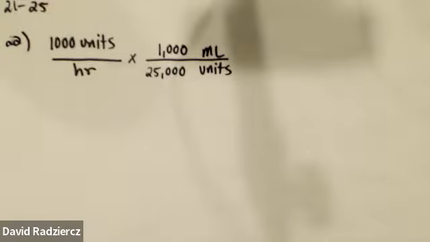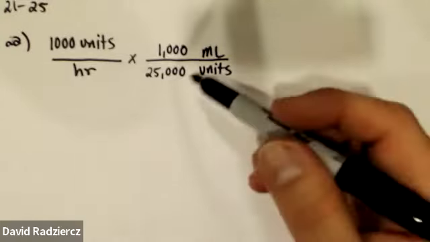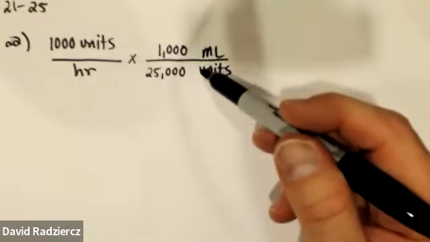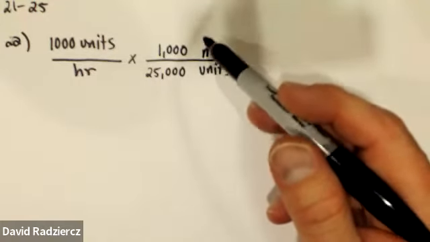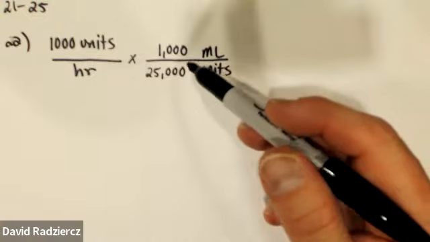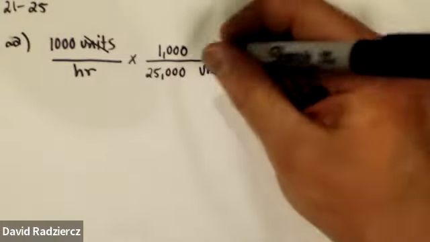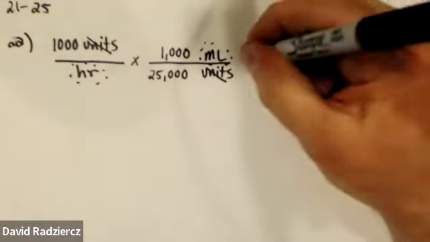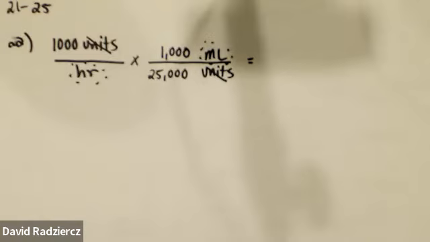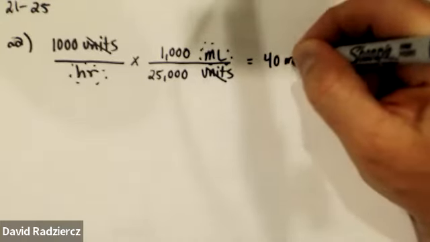Okay. So basically what I've done here is I took what was in my bag, my solution, my 0.45% normal saline, and I'm using that information to convert units per hour to milliliters per hour. And so I'm going to take 1,000 times 1,000. And I'm going to divide by 25,000. And I'm going to get 40 milliliters per hour.